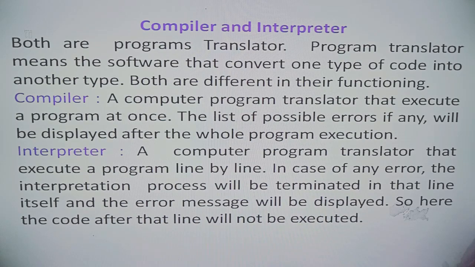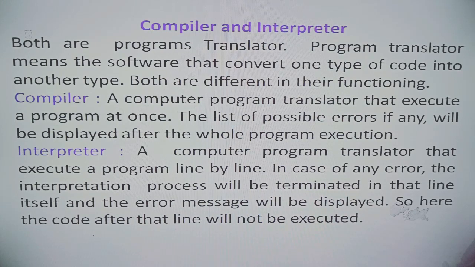Now suppose there are 15 lines and there is an error in line number 5. So in case of interpreter, what will happen? Whenever line number 5 is under execution, there will be an error. So because of the error, the rest of the code will not be executed. The execution process will be terminated at that line itself, and it will display the error message.